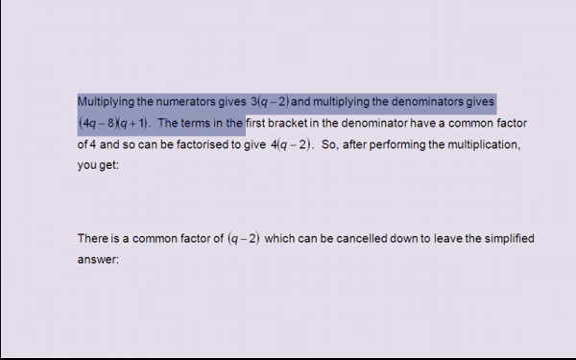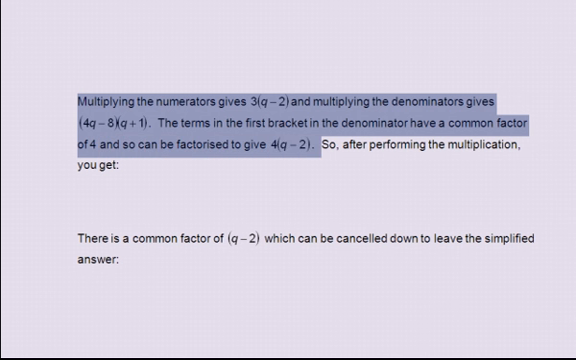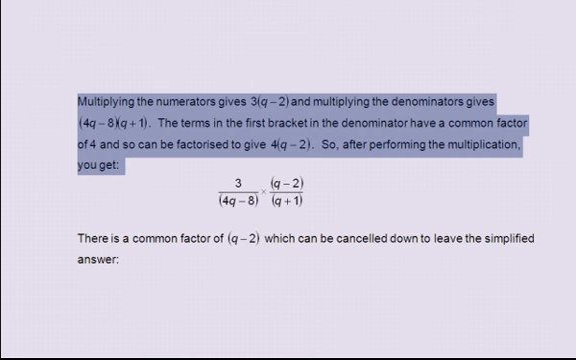The terms in the first bracket in the denominator have a common factor of 4, and so can be factorised to give 4 multiplied by (q minus 2). So after performing the multiplication you get 3 divided by (4q minus 8) multiplied by (q minus 2) divided by (q plus 1) equals 3 multiplied by (q minus 2) all divided by 4 multiplied by (q minus 2) multiplied by (q plus 1).